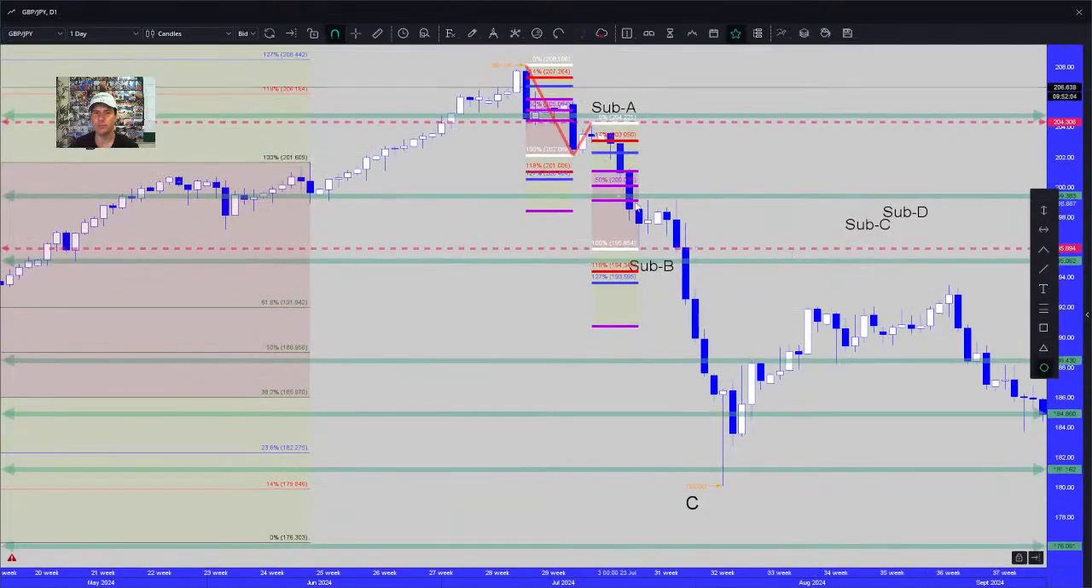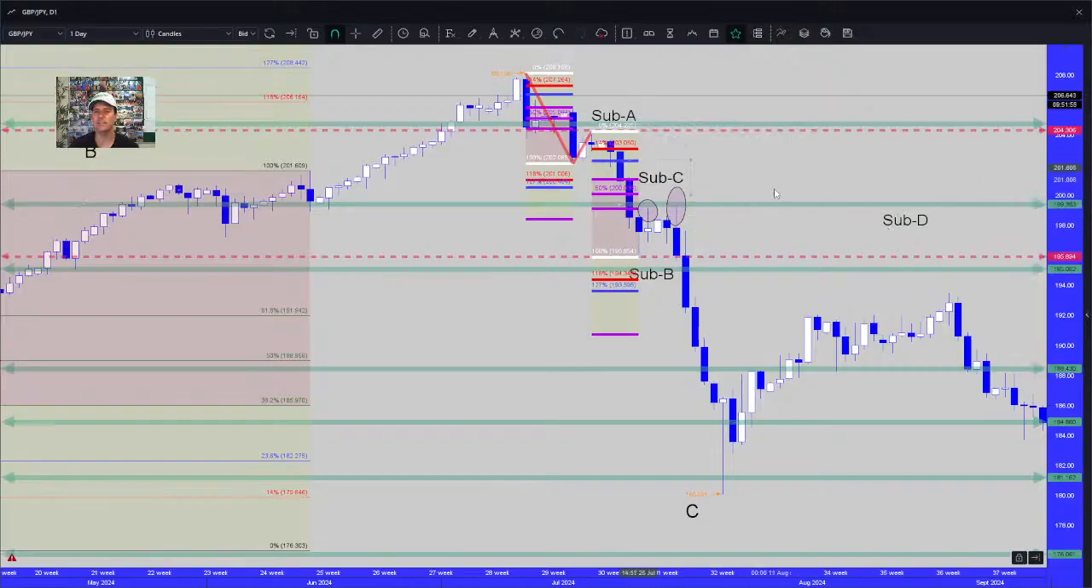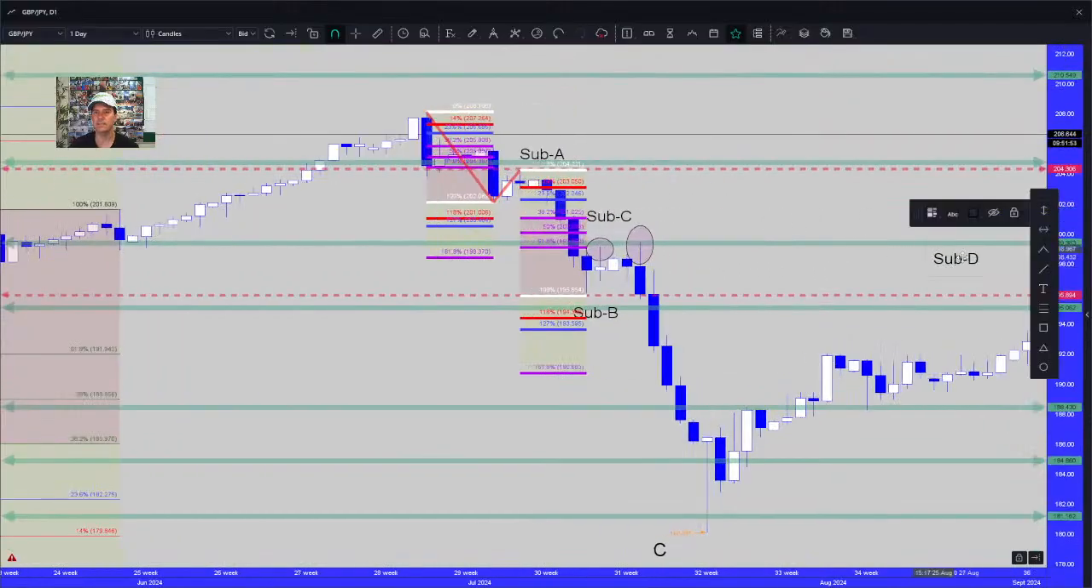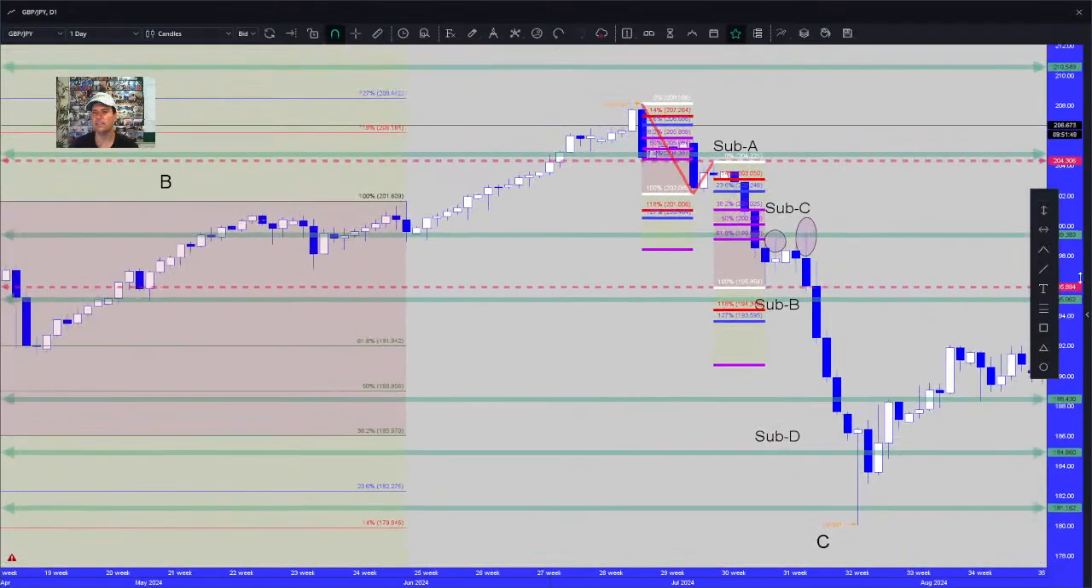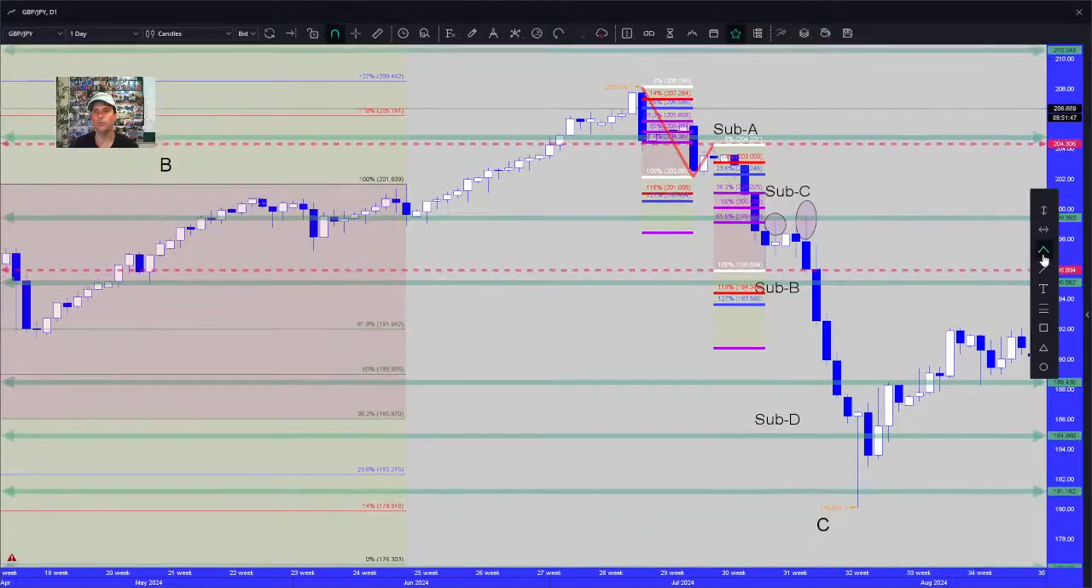Let me see if I can trick you. Which one is the sub C on the second contrarian? The first circle or the second circle? Which one is the sub C? And then we're going to talk about the sub D. If you would short the retracement with the contrarian Fibonacci for the first time, you would have a winner. If you would short the contrarian Fibonacci for the second time, you would have a winner.